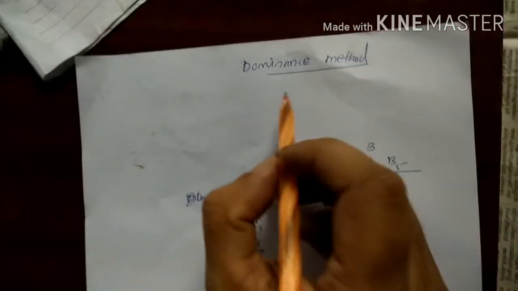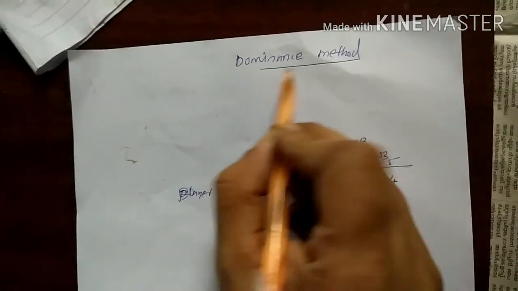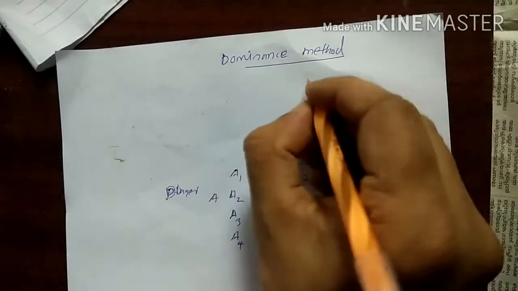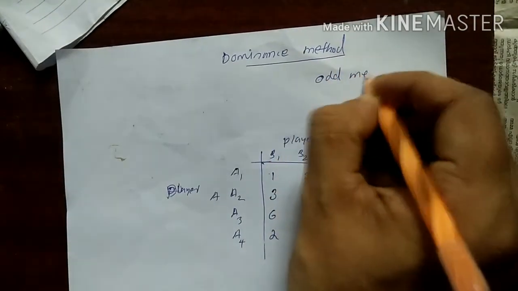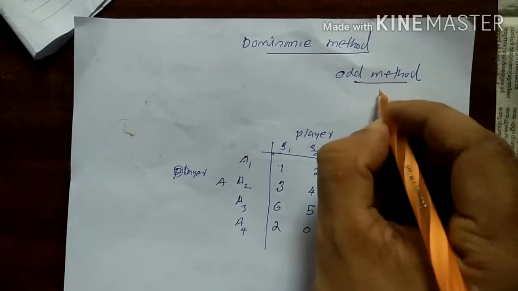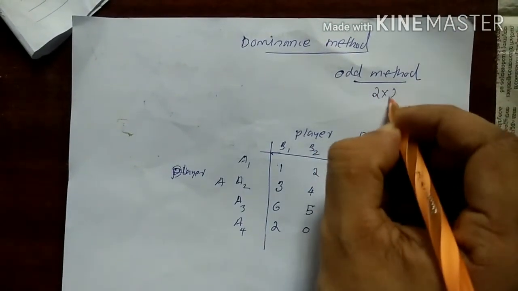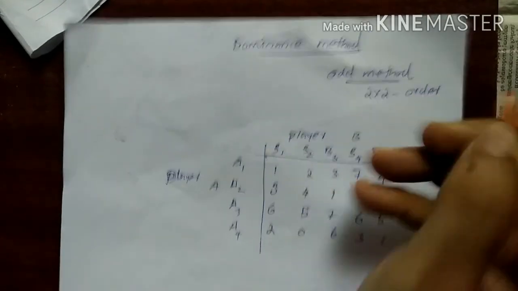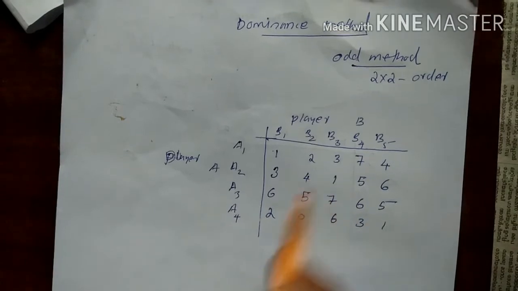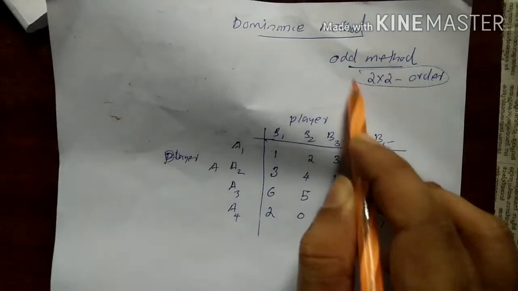Dear students, today we are going to discuss the dominance method of game theory. In the previous class, we discussed the odd method to find the value of the game. You know, in the odd method, the matrix should be 2 by 2 order. So in the dominance method, we are reducing the matrix into 2 by 2 order.